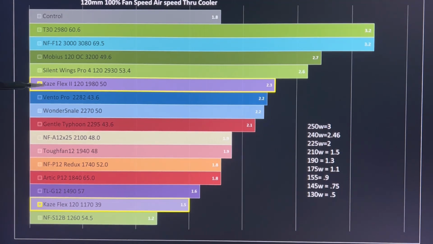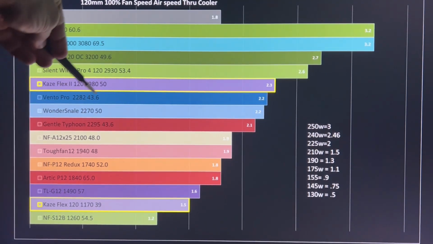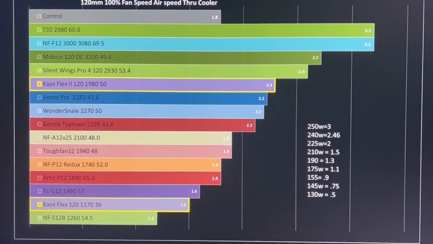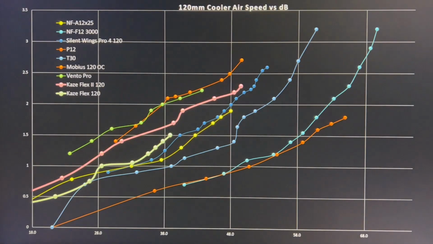The Kaze Flex 2, on the other hand, still has some extra legs and jumps way up there. It is outperforming the General Typhoon at its 100% mark for a little bit lower RPM, although it is noisier. So it is doing really quite well. So the Scythe Kaze Flex, I think, is looking really good as a case fan.